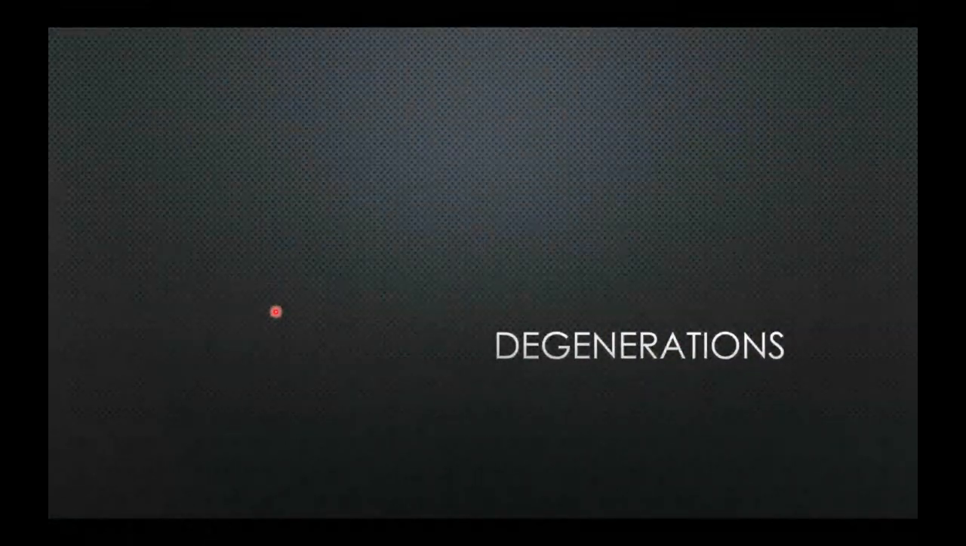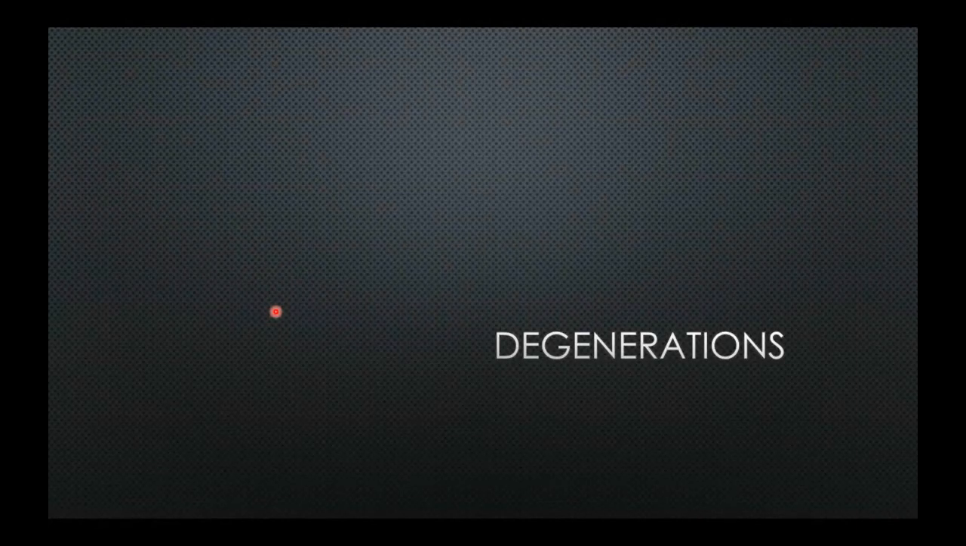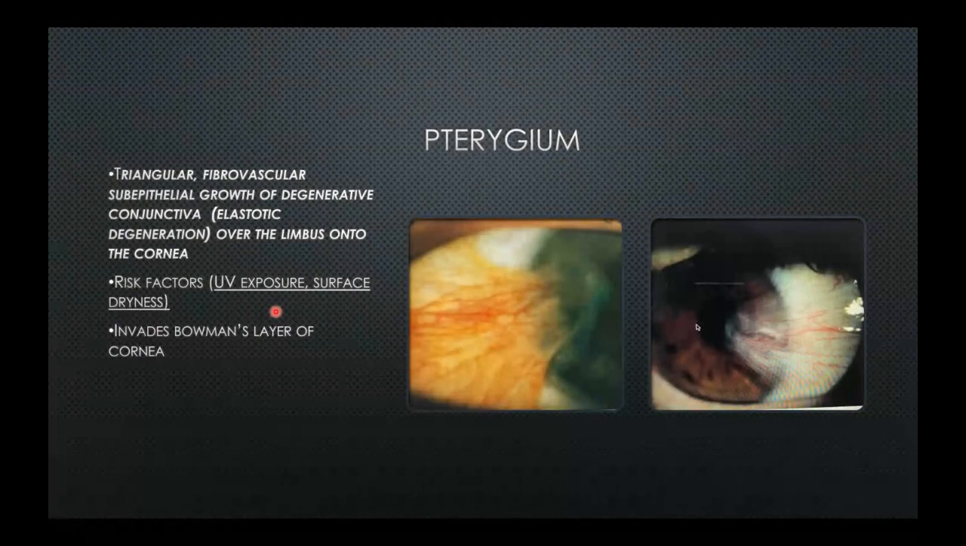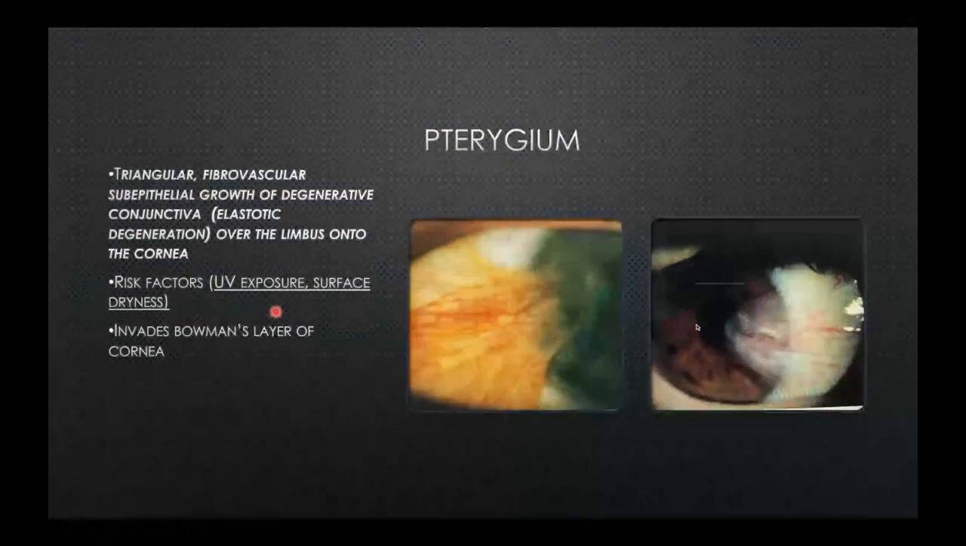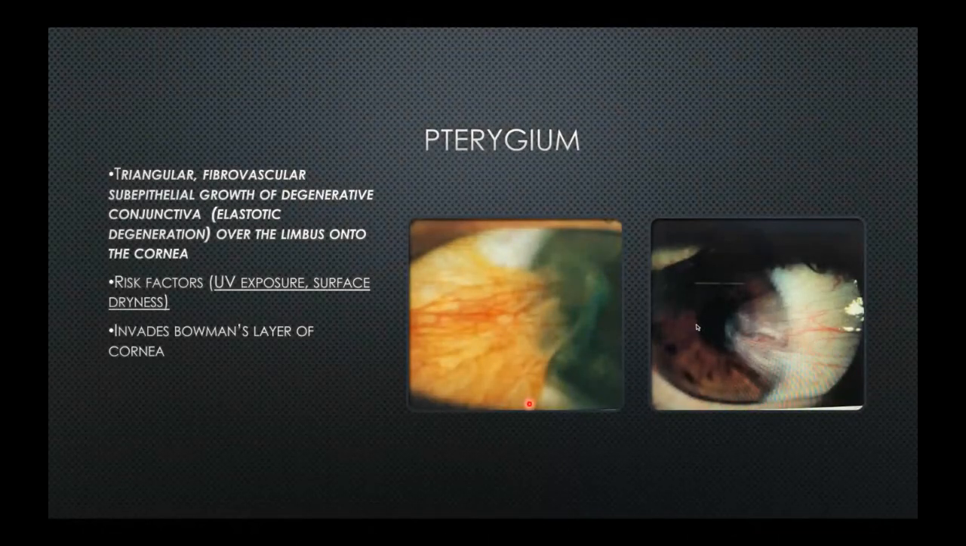All right. So we are going to move on to corneal degenerations. There are two main degenerations that I'd like to talk about: the pterygium and the pinguecula. So the pterygium is this here, okay? It is a triangular, I'm going to draw here, fibrovascular subepithelial growth caused by degeneration of the conjunctiva.